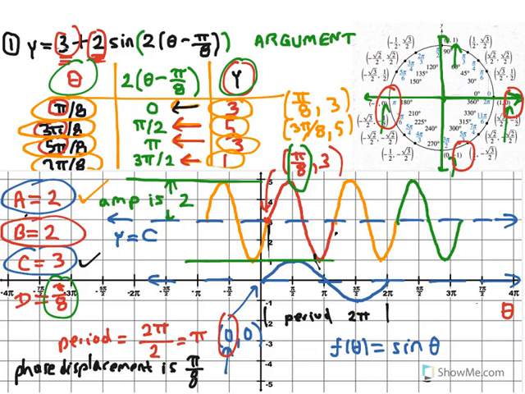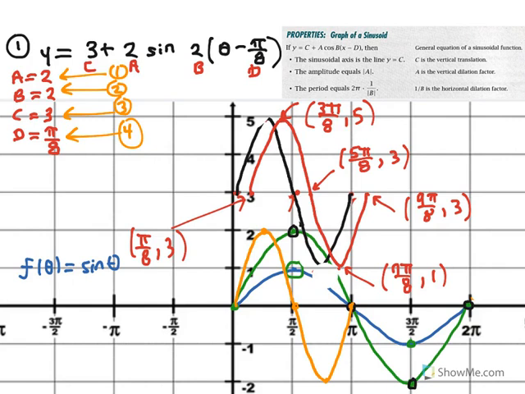And of course, this is the same thing that we got with our table. You can see we had pi over 8, 3, 3 pi over 8, 5, 5 pi over 8, 3, 7 pi over 8, 1, and we also had 9 pi over 8, 3. And you can see the red cycle from our sine graph, and that's the same thing that we just looked at, doing it a different way.